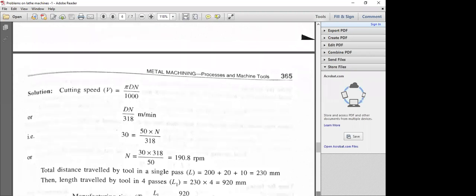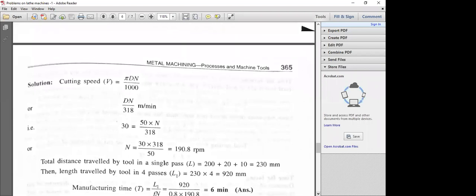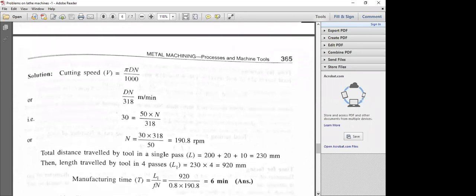So the length traveled by the tool in 4 passes, suppose you take that as L, it is 230 into 4. It will be 920 mm. So you have to be careful while considering the number of passes, because this problem is related to a multi-point cutting tool, not a single point cutting tool, so you have to consider the values of L1 and L2 also. That is the problem you have to consider.